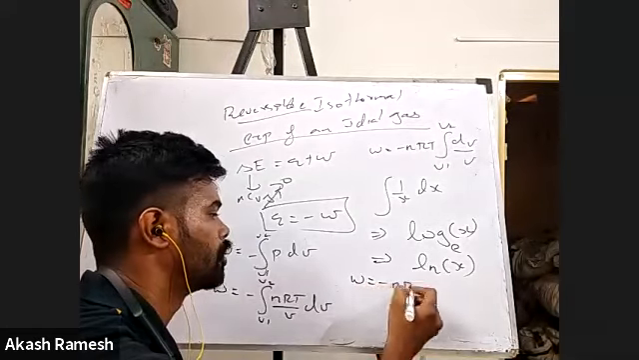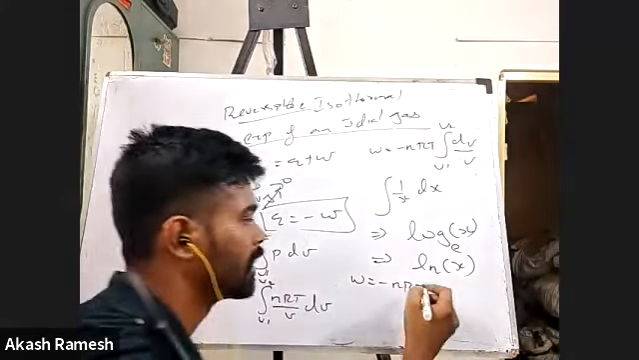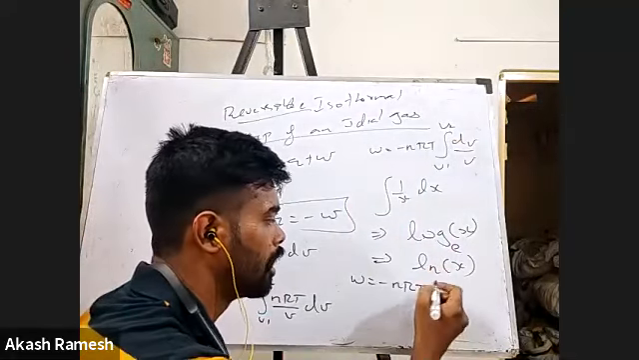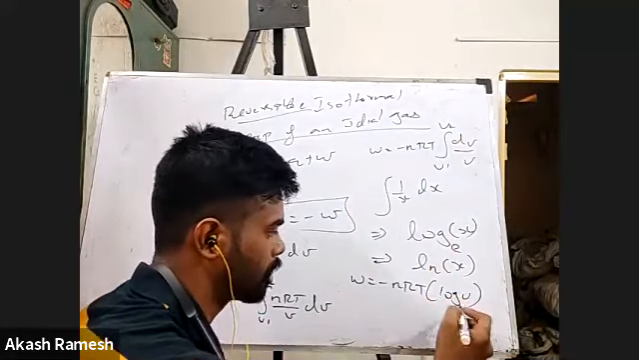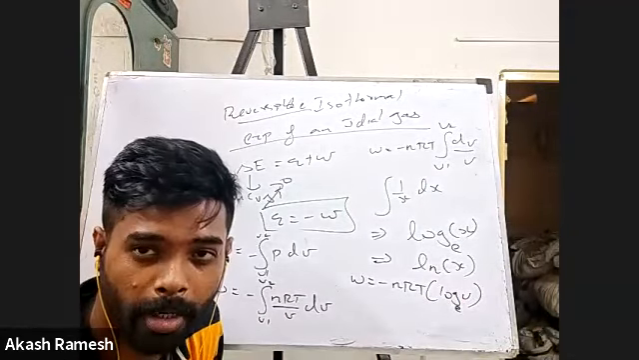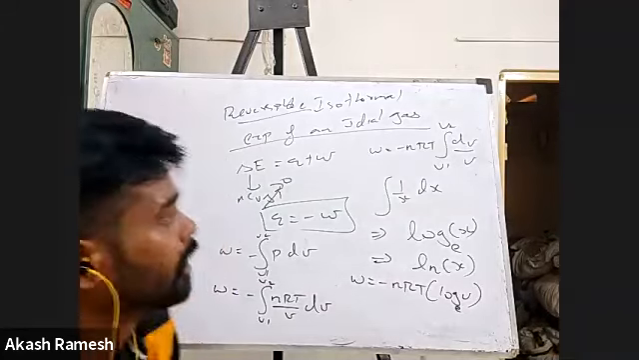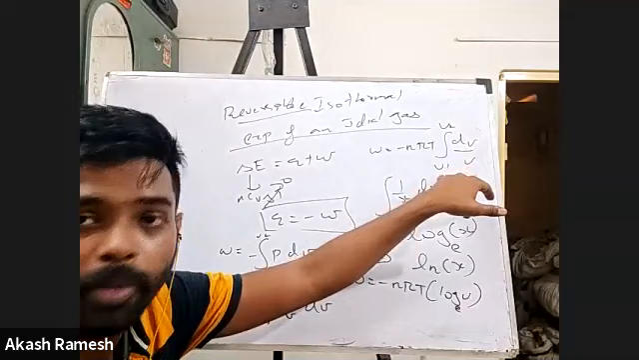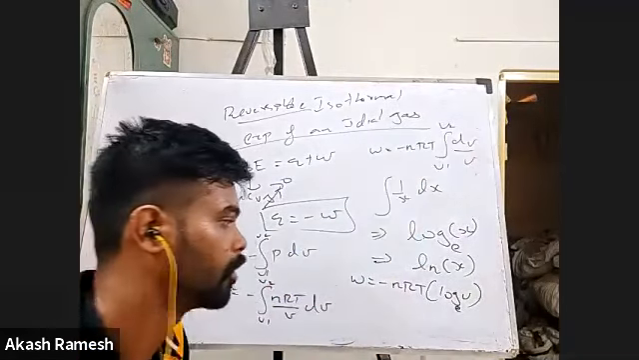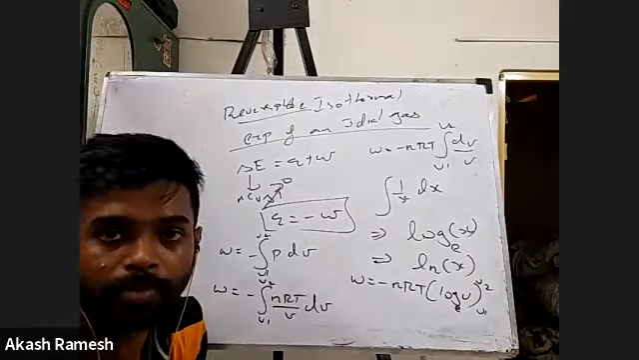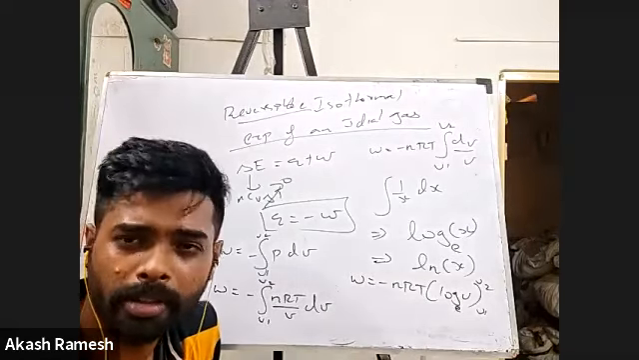So what will happen to my equation now? W is equal to minus nRT. Now the integral is gone. I have done the integration, so it becomes log to the base e of v. No problem. Now what is remaining is my limits. It is going from v1, the initial volume, to some final volume, v2. So that is also there.